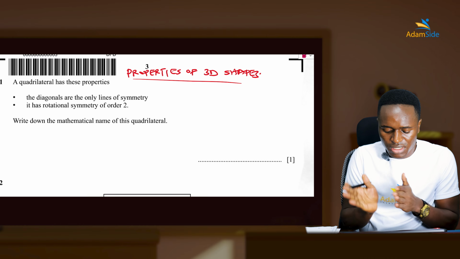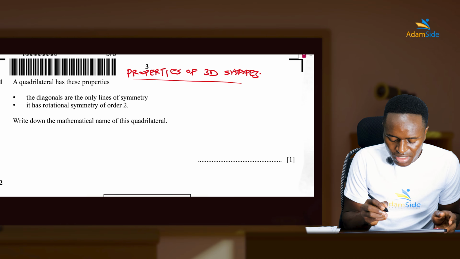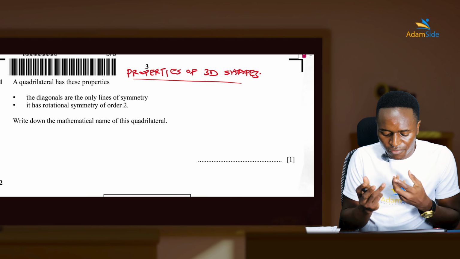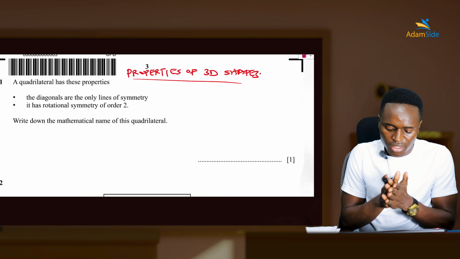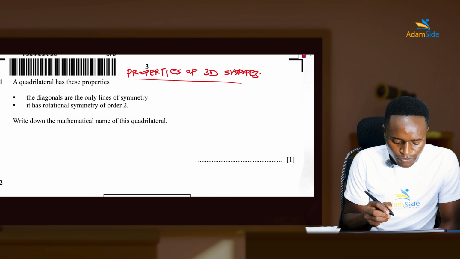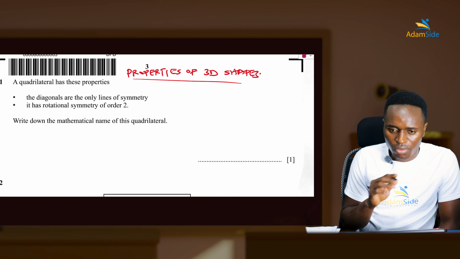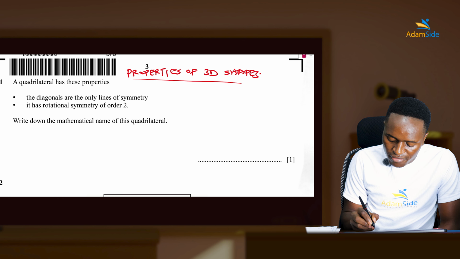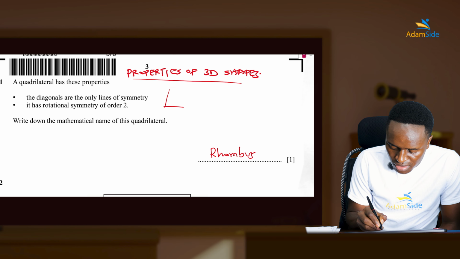Lines of symmetry, that means when you swap the shape, it can easily fit. You can have two copies of the same kind and then they easily fit each other, and then it has rotational symmetry of order 2. Write down the mathematical name of this quadrilateral. Obviously, if you go through the properties of the shapes that we have, you talk about a rhombus. Rhombus, because it is a stretched square whereby it has two parallel sides.